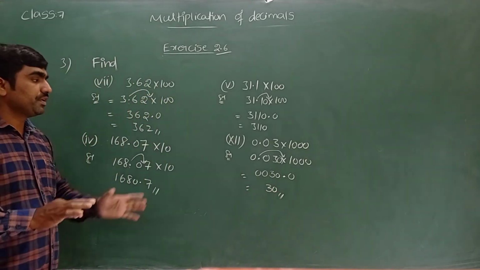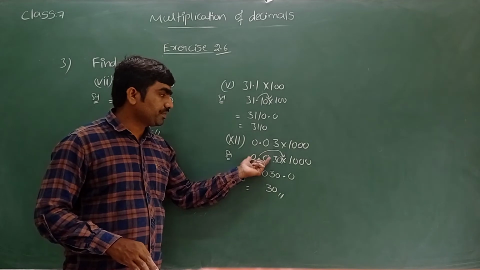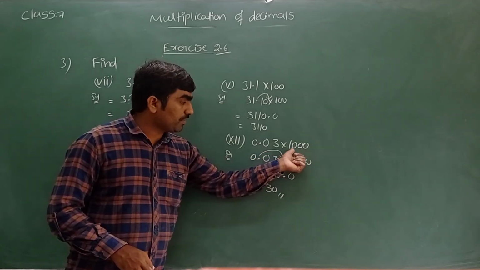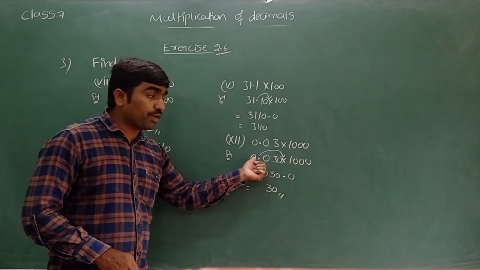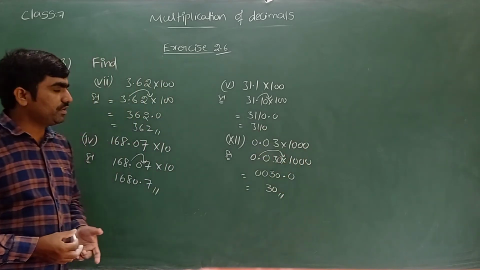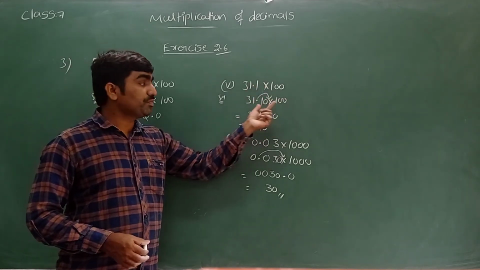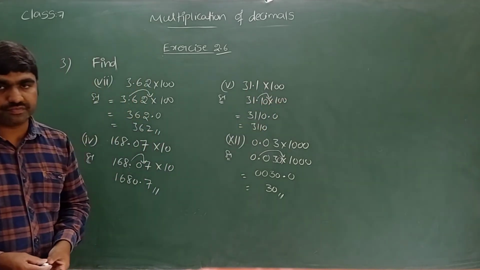The only logic is, when you are multiplying a decimal with a positive power of 10, count the number of zeros. Number of zeros is 3, so the decimal point we have to shift right side after 3 digits. Suppose the number of zeros is 2, the decimal point we have to shift right side after 2 digits.